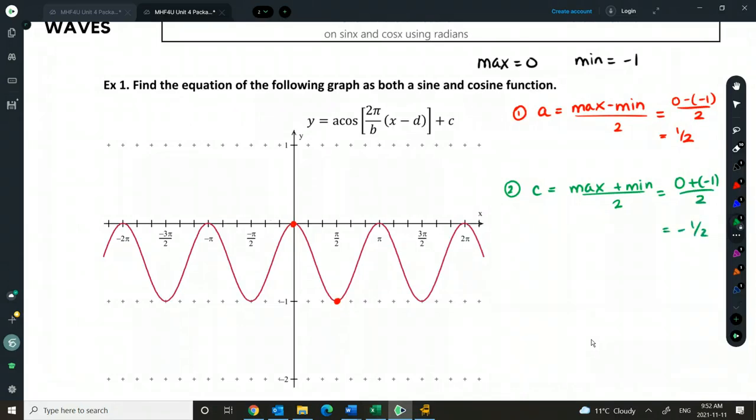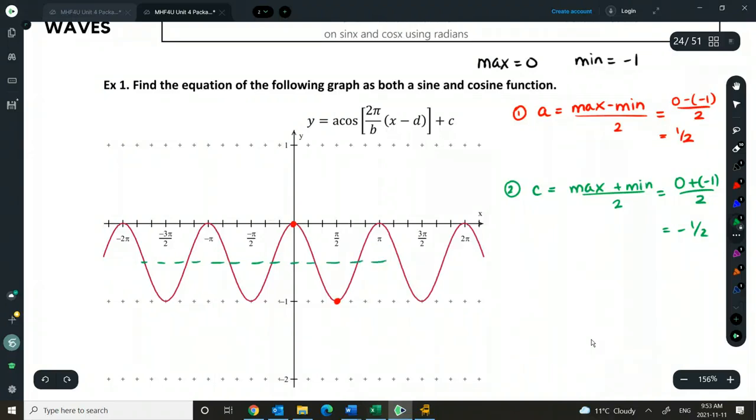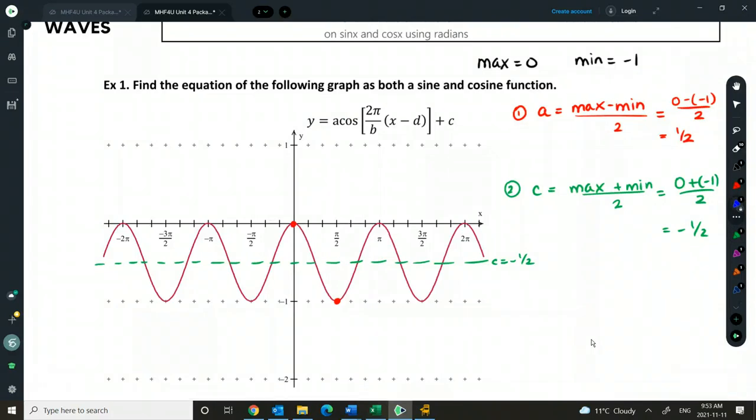Remember, guys, C is the midline, so we're going to pencil this in. We're going to have to just sort of approximate it here, but it should be somewhere around here. Nope, C is the midline. Okay, what's the next step? What do we do?